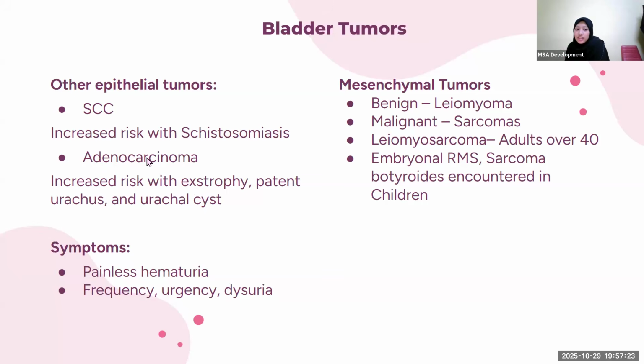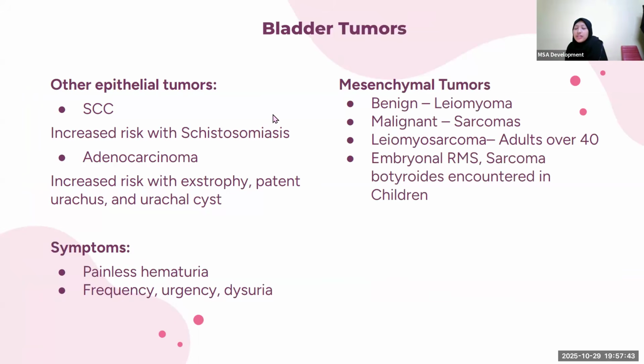So congenital adenocarcinoma, infection with schistosomiasis, squamous cell. So adenocarcinoma is congenital. At birth, if they have a defect in the bladder, they will have adenocarcinoma more. Most commonly, out of everything though, is transitional.